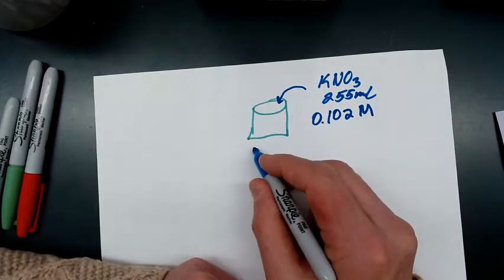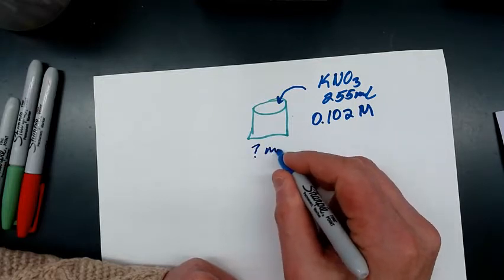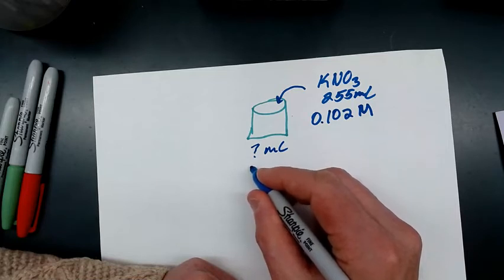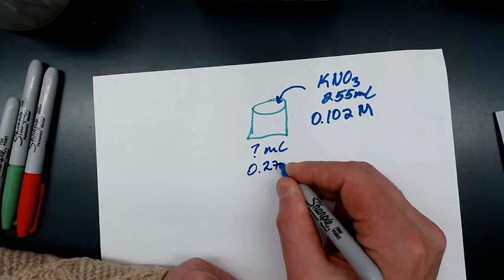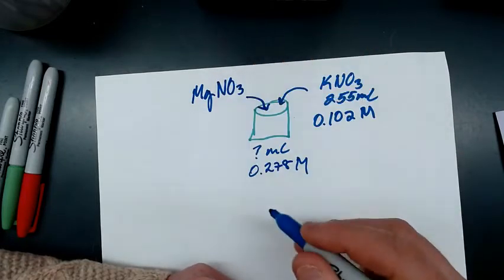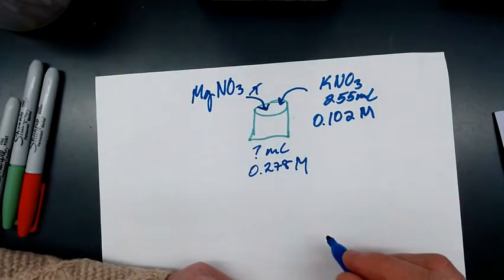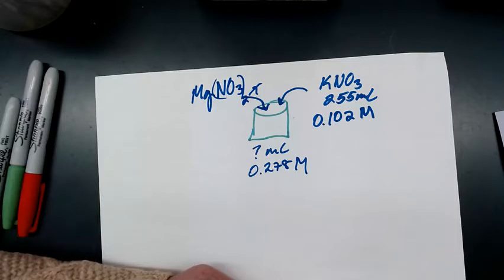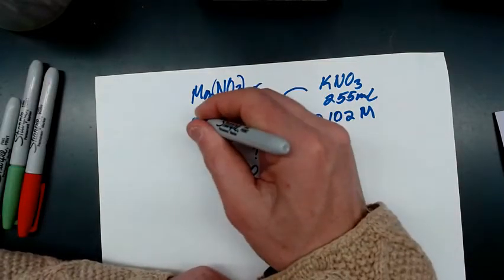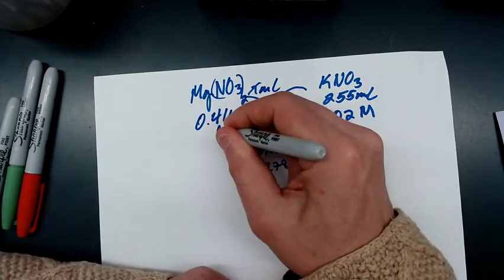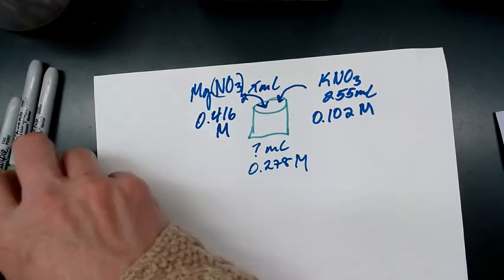And we didn't know the number of milliliters of this, but we did know that the molarity of it was going to have to be 0.278 big M. And we did know that we were pouring in some magnesium nitrate, and we didn't know how much we were going to pour in, so I'm just going to make that X. And we knew that the molarity of that, oh, by the way, that's 2, very important, was 0.416 big M.